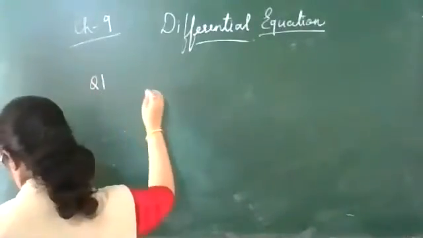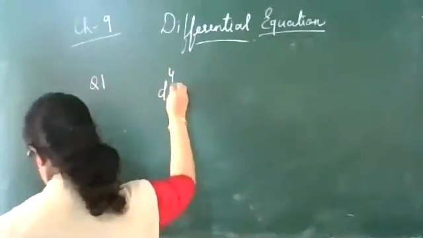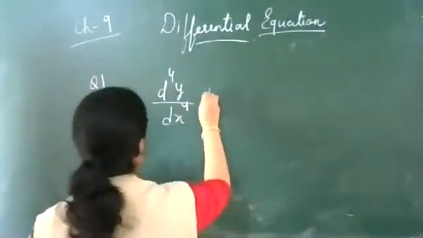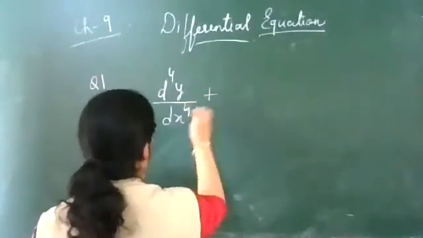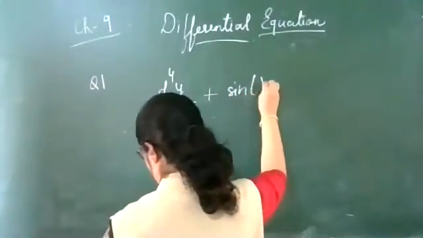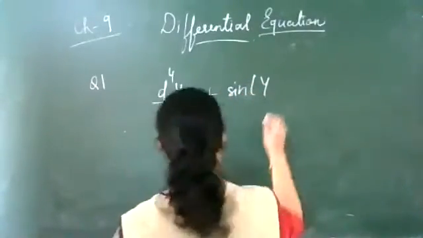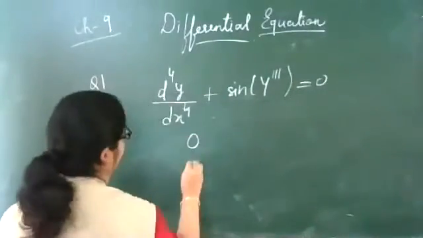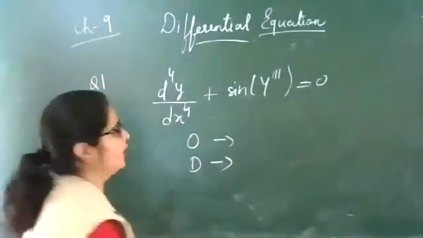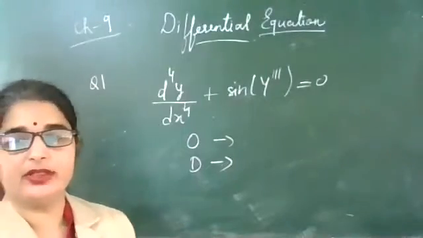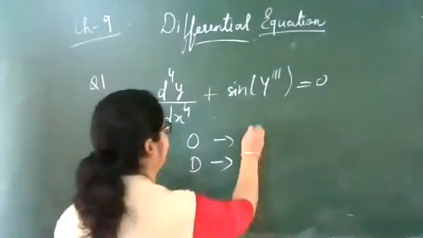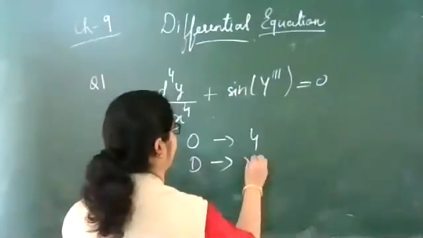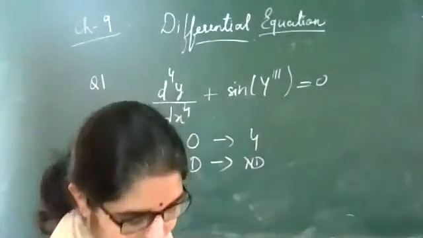Number 1 is d⁴y upon dx⁴ plus sin y triple dash equal to 0. What is the order and what is the degree? You only tell me. What is the order? Any one of you? Order is 4. And what is the degree? Very good. Not defined. It must be clear to you all.